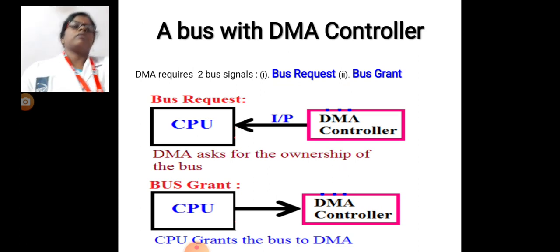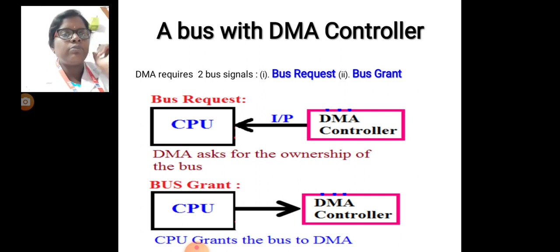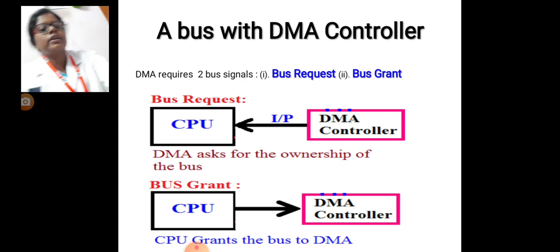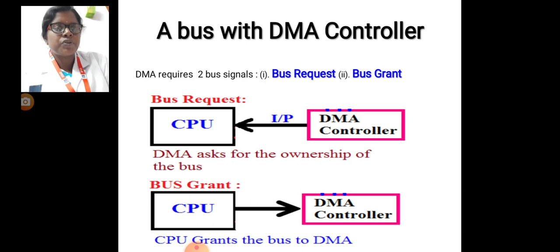Here is the block diagram for a bus with a DMA controller. The DMA requires two bus signals: first one is bus request and second one is bus grant. Whenever the bus request is given from the DMA controller to the CPU, the input device sends the data into the memory device. So the memory device asks for a bus request. DMA asks for the ownership of the bus. Bus grant means the CPU grants the permission to access the bus for DMA. This is the process of interchanging the data from input devices to the memory device.